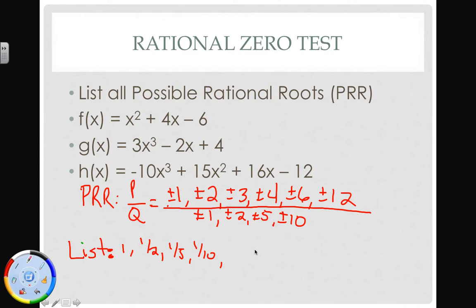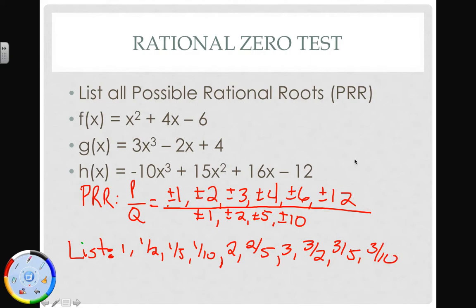Then I take the 2, and I go 2 over 1. Then I go 2 over 2, which is 1, but I've already taken care of the 1, so I'm not going to write it again. Then I get 2/5, and then I get 2 over 10, but 2 over 10 is 1 over 5, and I already have it, so I'm not going to list it again. Then I continue with the 3. 3, 3 over 2, 3 over 5, and 3 over 10.